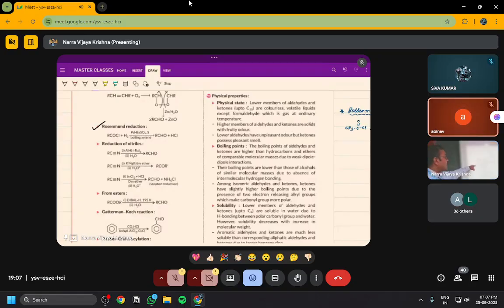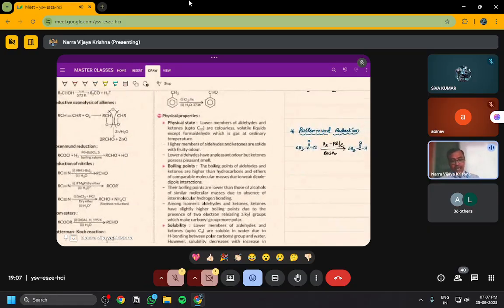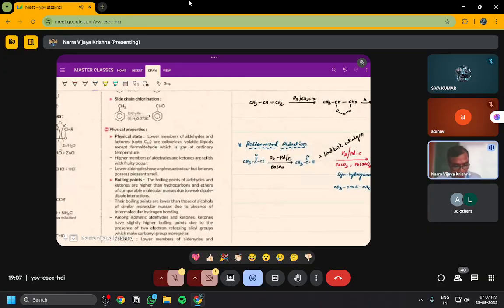So palladium, barium sulfate, sulfur, boiling xylene. They have taken solvent also, but they have not taken quinoline. Clear? So palladium, barium sulfate, sulfur, boiling xylene. Let me take that also. Sulfur, boiling xylene. What is xylene?